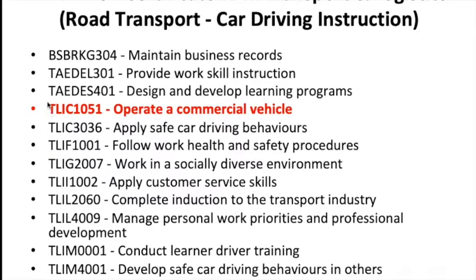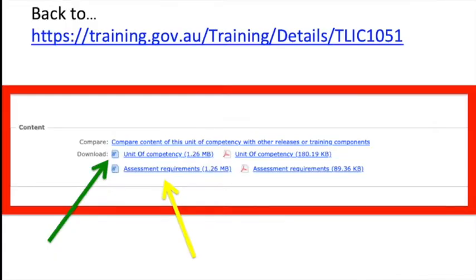And up here, this unit is from the business training package, and this one here is from the training and assessment training package. So when they put this course together, what they did was they took all of these TLI units, plus 2 TAE units, plus 1 business unit, and they called that the Cert 4 in Transport and Logistics, Road Transport, Car Instruction.